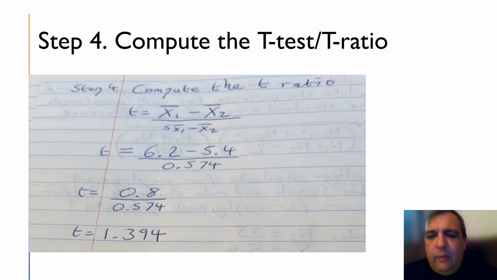standard deviations. So plugging our numbers into our formula, our mean for group 1 is 6.2, and now we're subtracting from it our mean for group 2, which is 5.4, and putting that over our standard error of the difference between means, which again from step 3 was 0.574. Doing the subtraction, we end up with 0.8 over 0.574, and doing that division, we end up with a t-value of 1.394. Now, on to our next step.